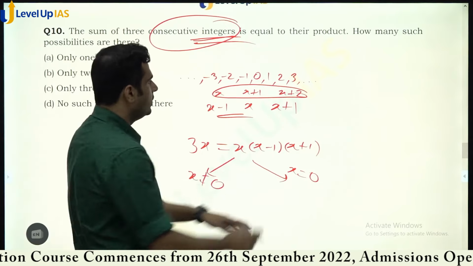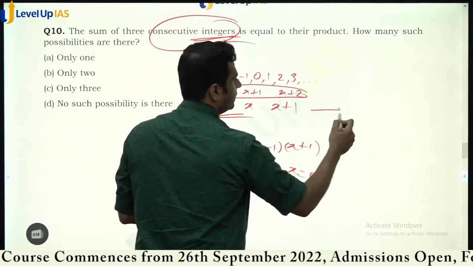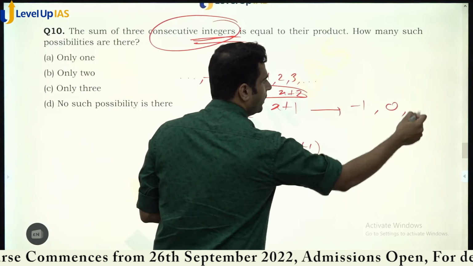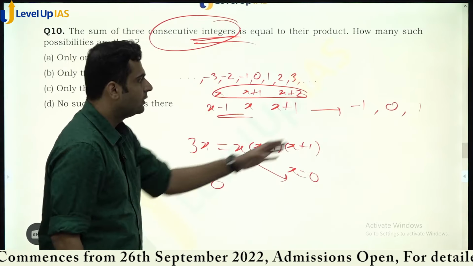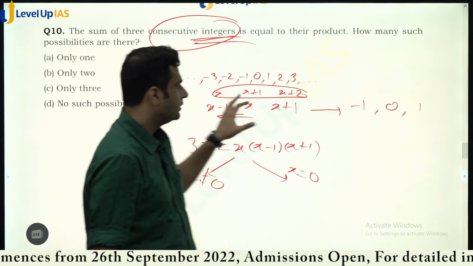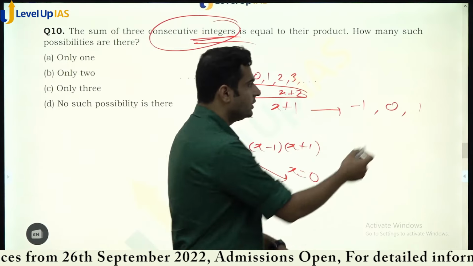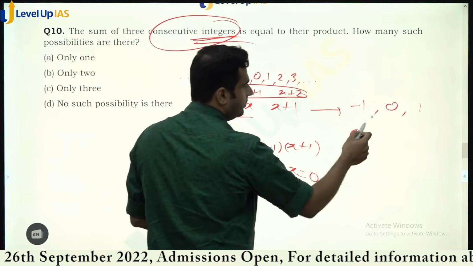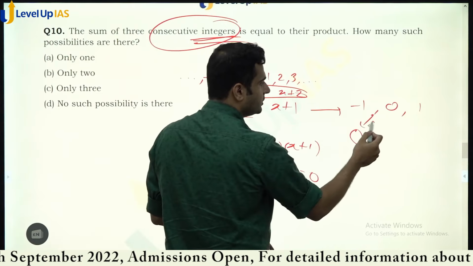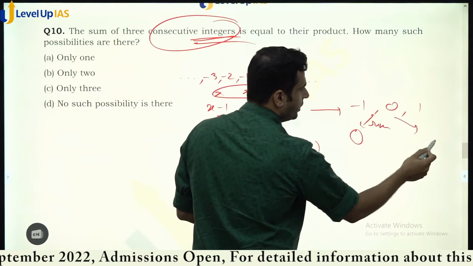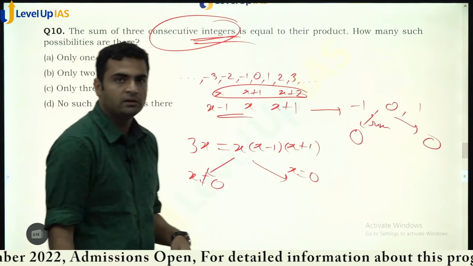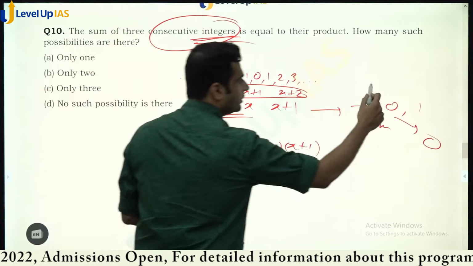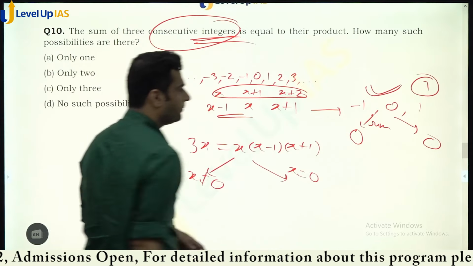If x is 0, what are the 3 integers? Minus 1, 0 and 1. Do they follow this property? What is their addition? 0. Sum: minus 1 plus 0 plus 1 is 0. What is their product? 0. 0 multiplied by anything is 0. So this is allowed. So this is 1.